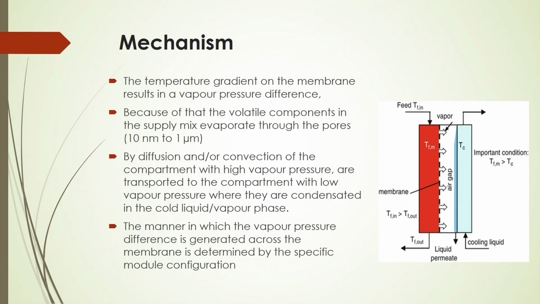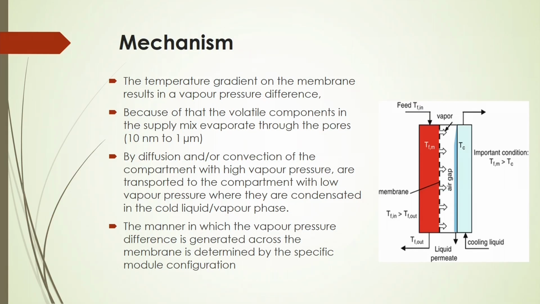The temperature gradient on the membrane results in a vapor pressure difference there, and because of that vapor pressure, you will see that volatile components in the supply mix evaporate through the pores, and by diffusion and/or convection the components pass through the compartment of the membrane with high vapor pressure, and also will be transported to the compartment with low vapor pressure, where they are condensed in the cold liquid or vapor phases.